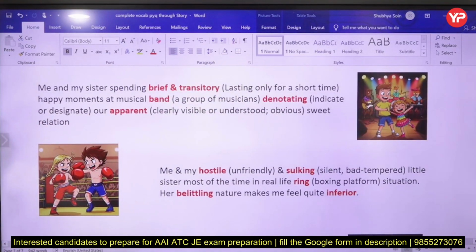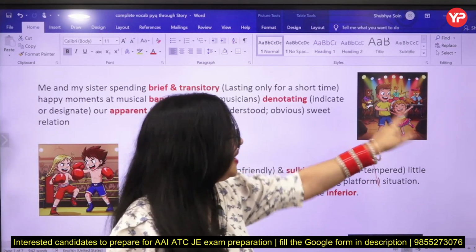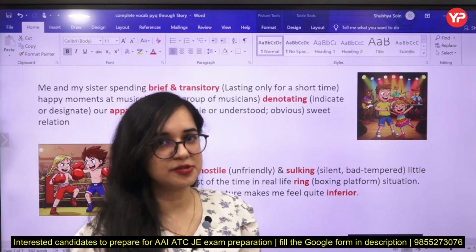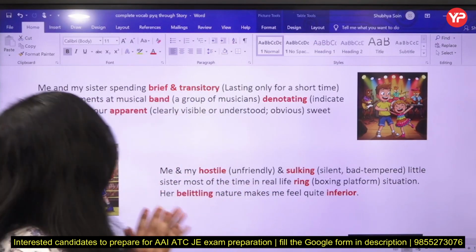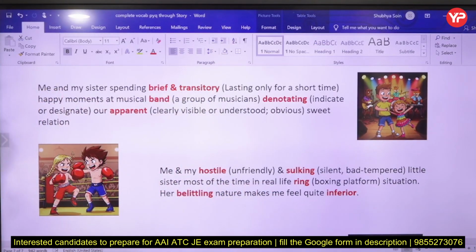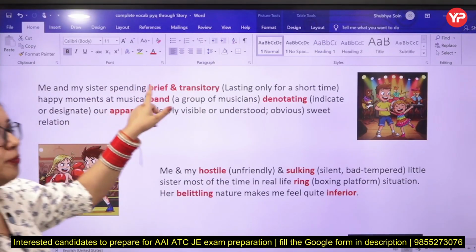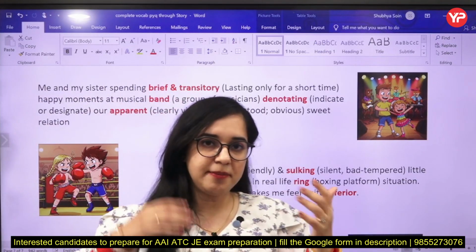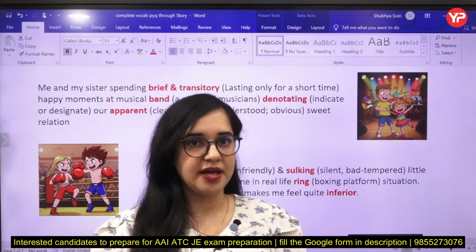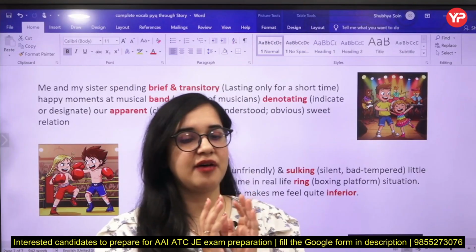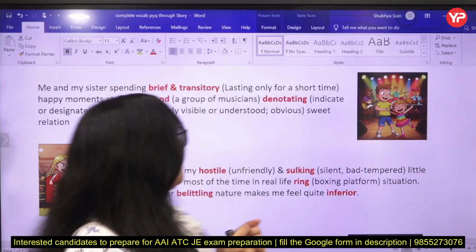Me and my sister spending brief and transitory happy moments at a musical band. So there are certain short moments where me and my sister are having enjoyable times, right? Transitory is a very brief time, short time, ephemeral, very short time. Band is a group of, you can say, musicians. So he remembers a scenario where he went with his sister to a musical band, and that was a very short duration when we had the best of times, we were happy amongst ourselves.